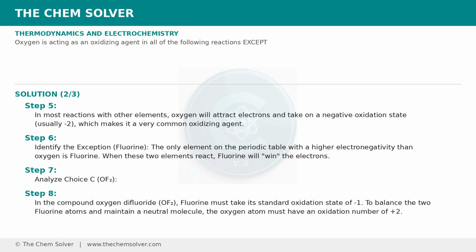Identify the exception. The only element on the periodic table with a higher electronegativity than oxygen is fluorine. When these two elements react, fluorine will win the electrons. Analyze choice C. In the compound OF2, oxygen difluoride, fluorine must take its standard oxidation state of -1. To balance the two fluorine atoms and maintain a neutral molecule, the oxygen atom must have an oxidation number of +2.